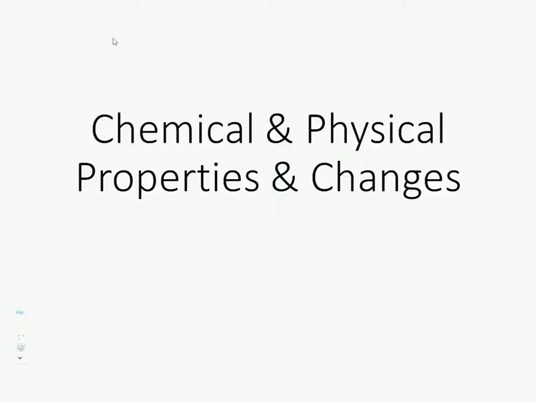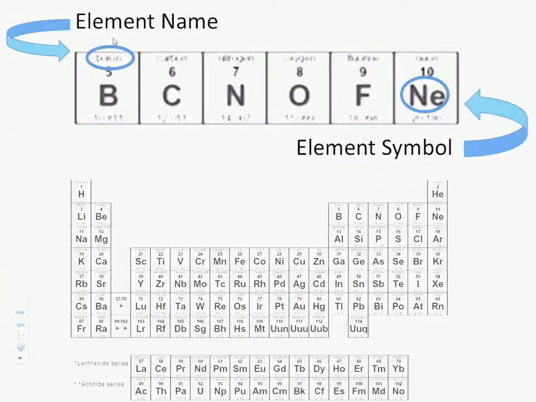Today we're going to talk about chemical and physical properties as well as chemical and physical changes. Before we begin really talking about all the different properties, first of all we got to talk about what are the materials that we're talking about the properties of. So to begin with, what you see here is our periodic table.